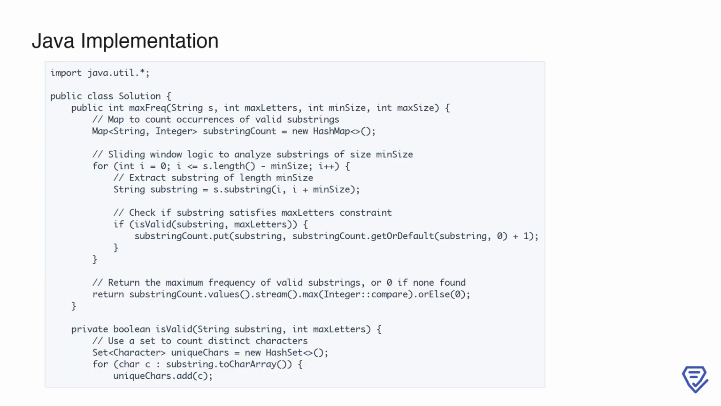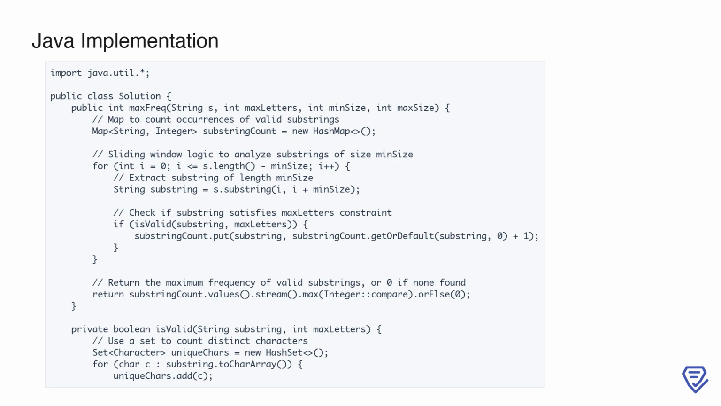Here, we begin by importing the necessary libraries and defining the Solution class. The main method, maxFrequency, takes 4 parameters: the string s, the integer max letters which specifies the maximum number of unique characters allowed in a substring, and the integers min size and max size which define the range of valid substring lengths.